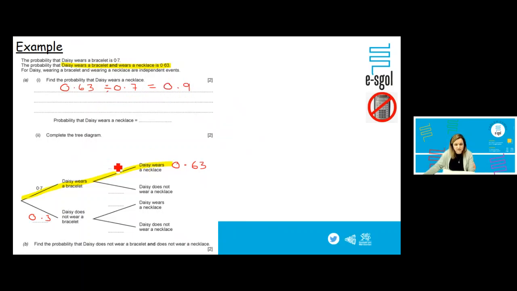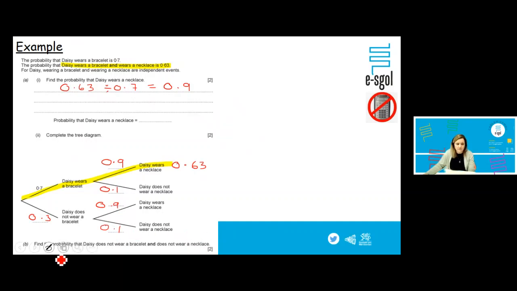So this is where a trap is set up for you. Most people here would put 0.63 on that branch. It's not, you have to divide, it's 0.9. Now you know that, it can link you quite nicely into the other one, so 0.1, and then repeat for the bottom section there.